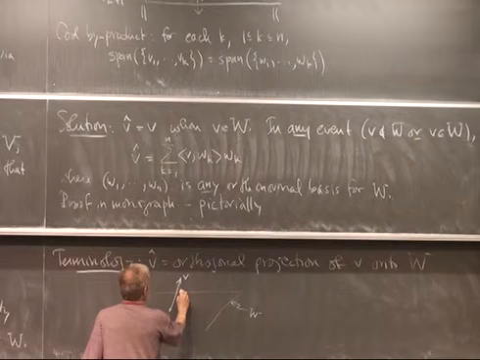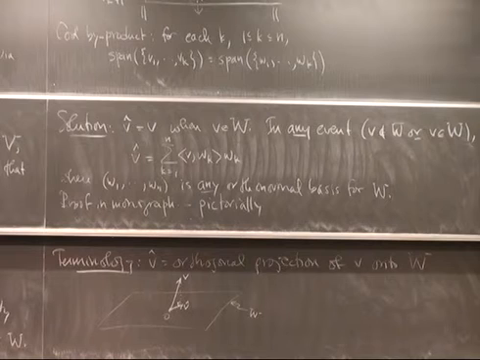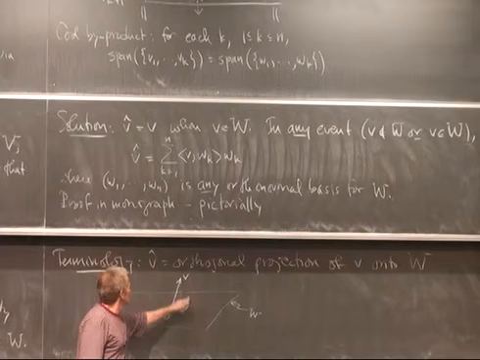If I drop a perpendicular onto W from V, I get V hat. And you can just look at that picture and see, kind of, that V hat is the vector in capital W that's closest to V. If I go anywhere else in W, the difference between V and that vector is going to be a longer length than the distance between V and V hat.